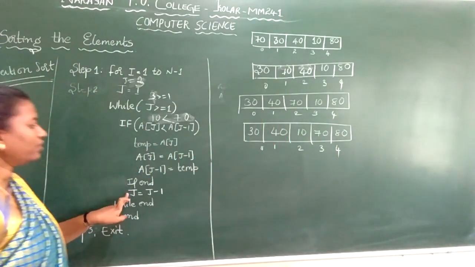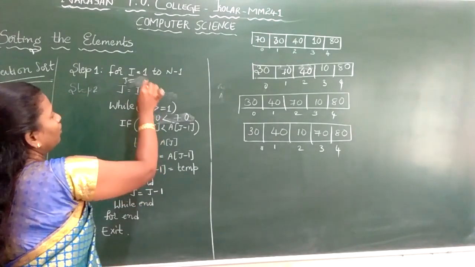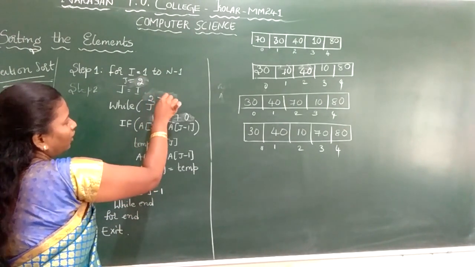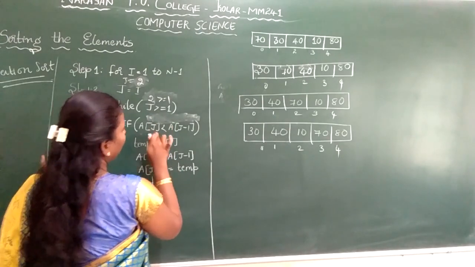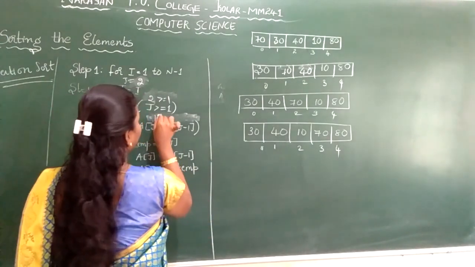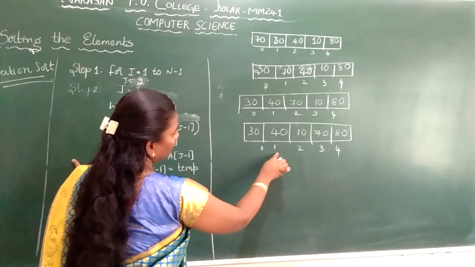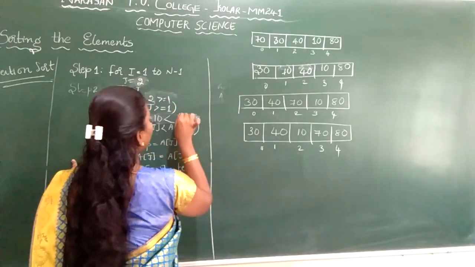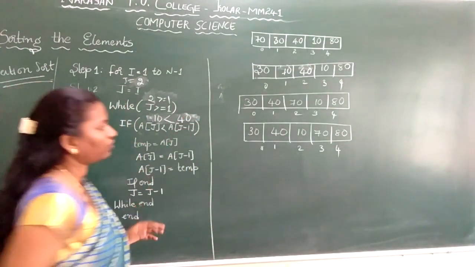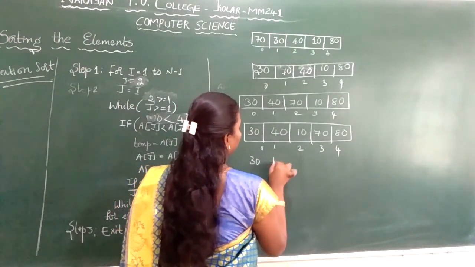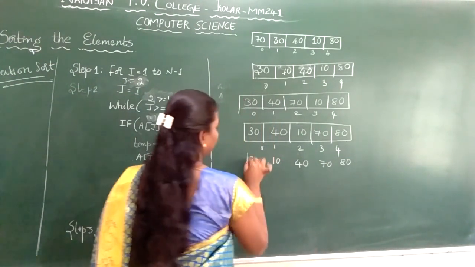Okay. Now j will become 3 minus 1, that is 2. What is the j value now? j value is now 2. 2 is greater than or equal to 1. Yes, condition satisfied. What is your A of j? That is A of 2. A of 2 is 10. 10 is less than A of 2 minus 1, that is 1. What is A of 1? A of 1 is 40. 10 is less than 40. Yes, condition satisfied. Again, we need to swap. 30, 10, 40, 70, 80.